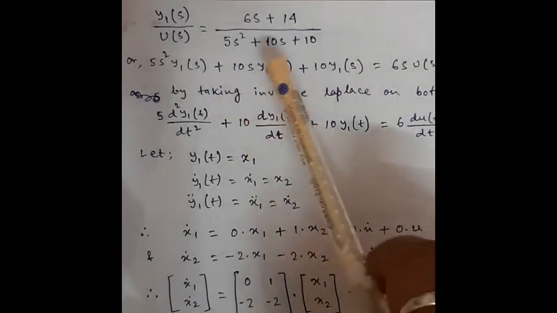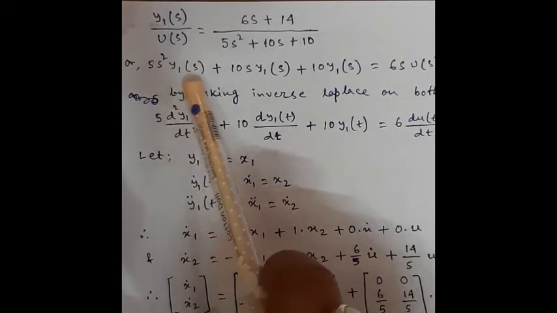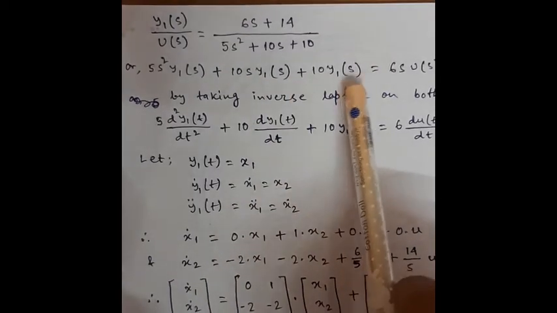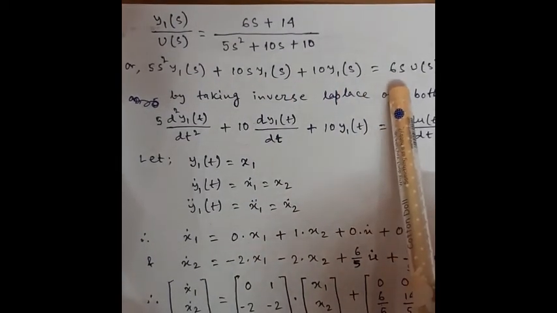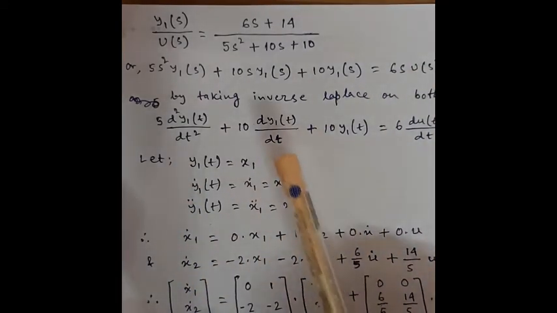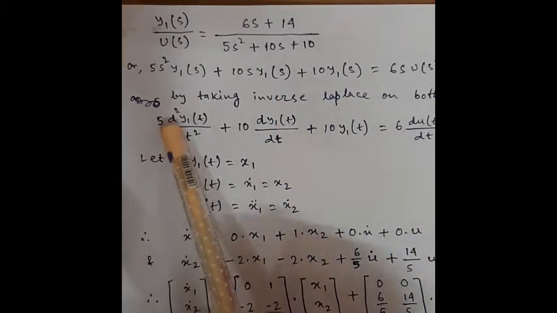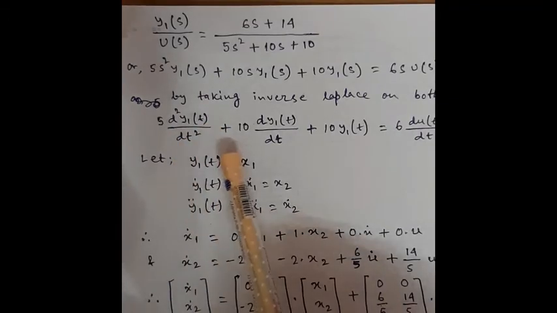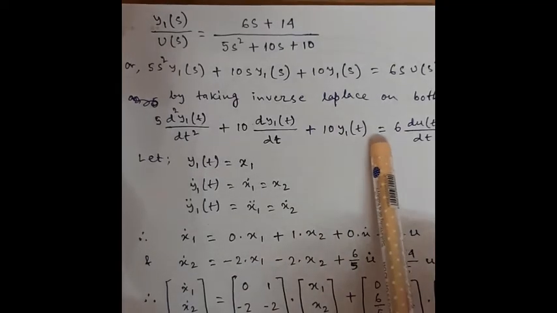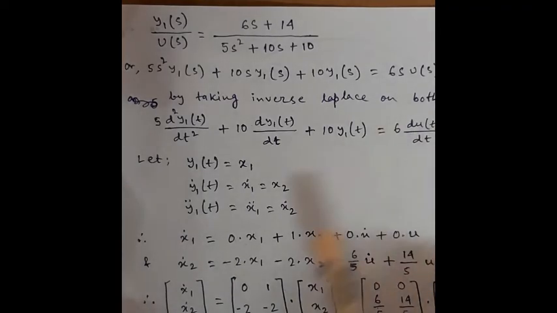If we take the cross multiplication, then we can write the equation 5 into s square into Y1(s) plus 10 into s into Y1(s) plus 10 into Y1(s), which is equal to 6s U(s) plus 14 into U(s). Now if we take the inverse Laplace on both sides, then we can write 5 into d2y1(t)/dt2 plus 10 dy1(t)/dt plus 10 y1(t), that is equal to 6 into du(t)/dt plus 14 u(t).